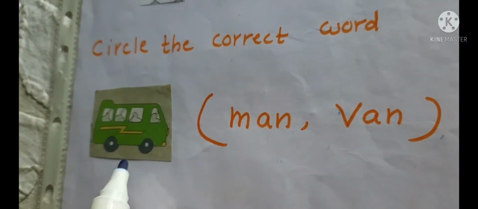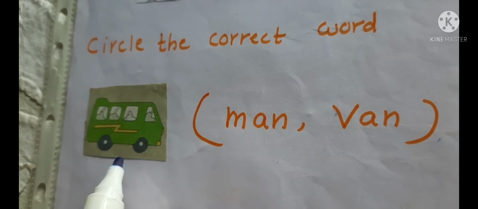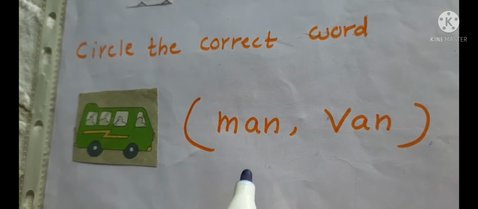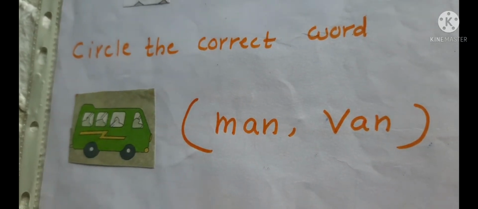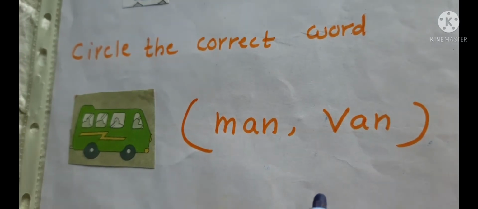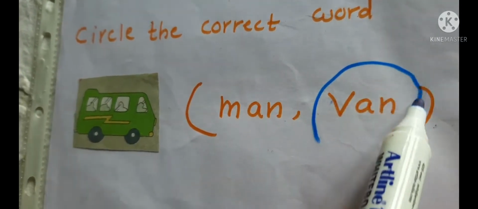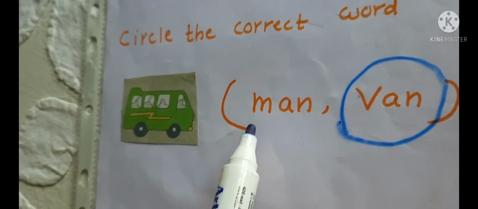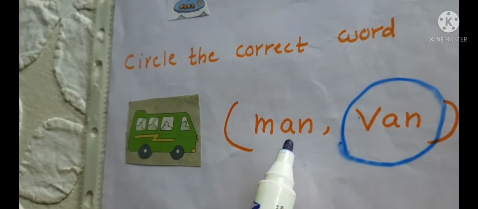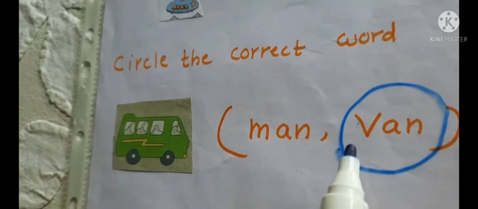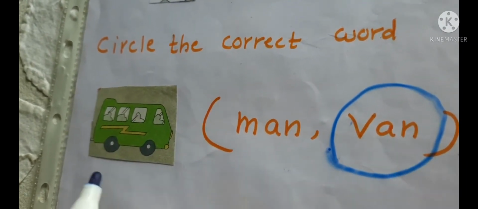Next question. Circle the correct word. What's this? Van. You are right. Can you see the word van? Where is it? V and N, van. Yes. Correct. And can you read this word? M, A, N, man. So, V and N, van. Excellent.